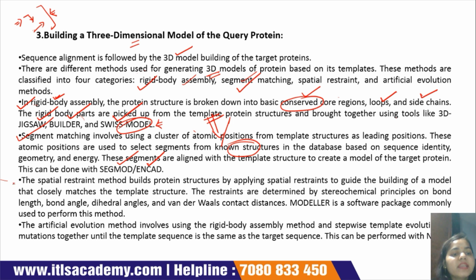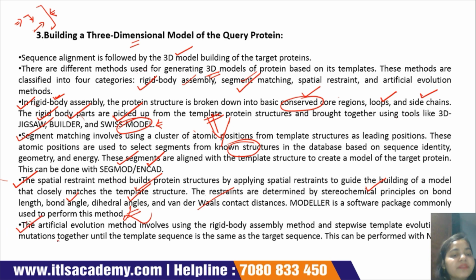In the spatial restraint method, we build the protein structure by applying spatial restraints to guide the building of a model that closely matches the template structure. These restraints are determined by stereochemical principles on bond angle, dihedral angle, and van der Waals contact distance. Modeller is a software package commonly used with this method to perform homology modeling. We build up the model by applying the spatial restraints.